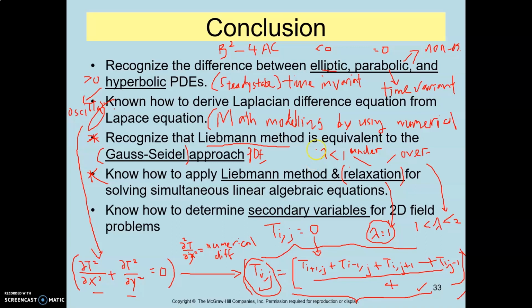So if you found that your solution is diverged, then you use lambda less than 1. If it's converged and you want to have a faster rate to get more accurate result, then you choose the over-relaxation case, which is lambda within 1 to 2. If you don't want to apply this, you can let lambda be equal to 1 because there is no effect.